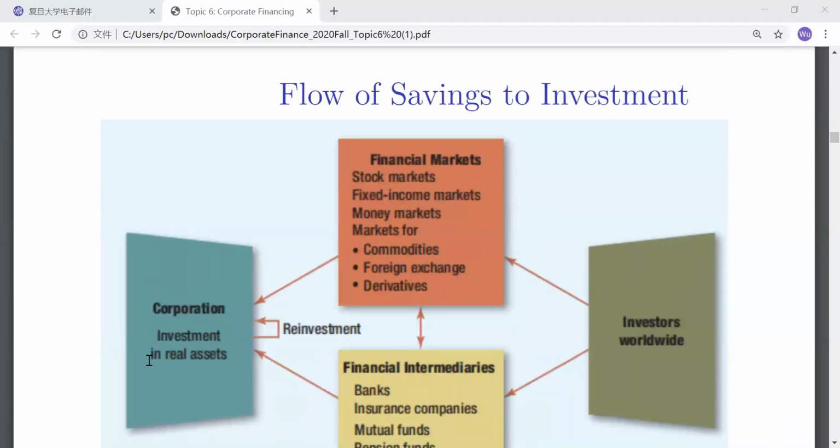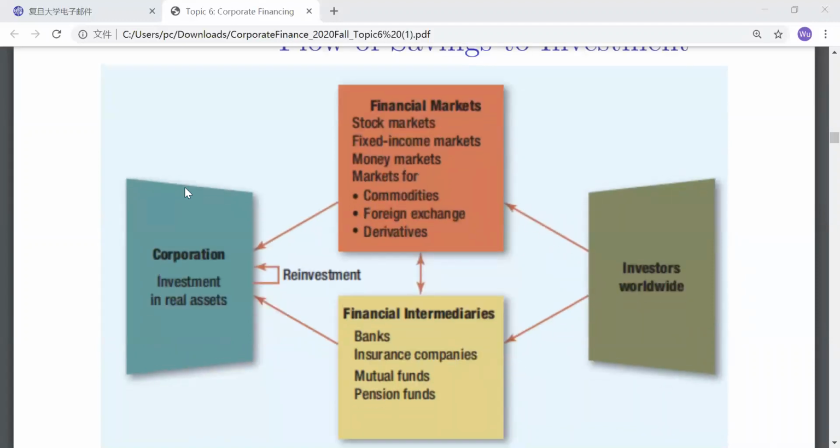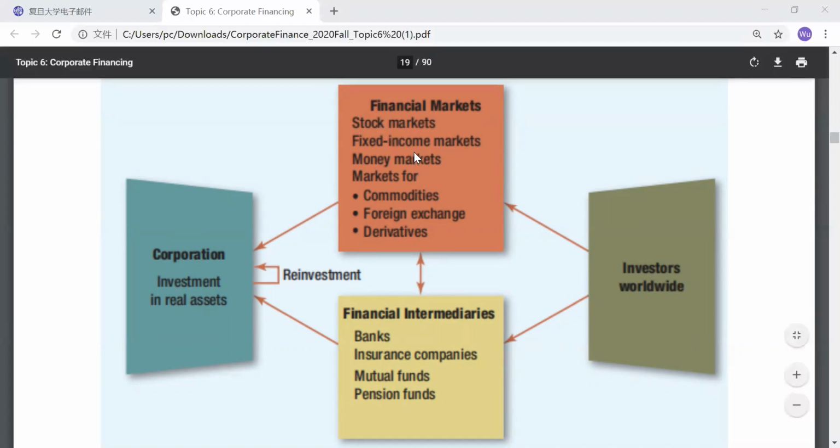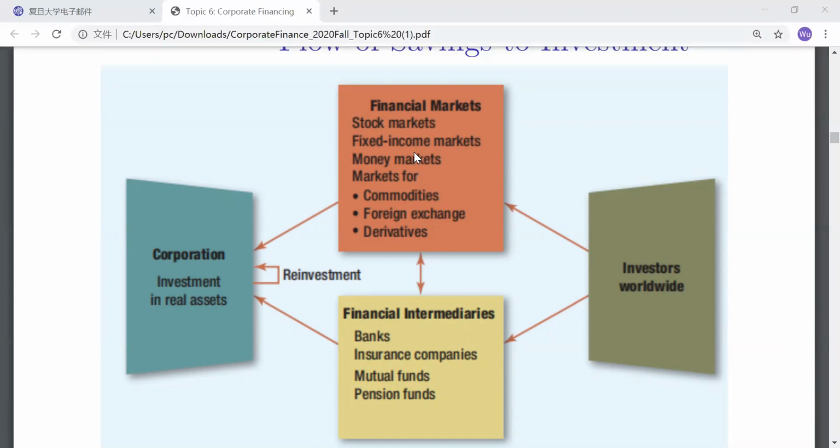In the financial market, there's a flow of savings to investment. There are different markets in the first place: stock markets, fixed income markets, money markets, and markets for commodities, derivatives, etc. Then there are financial intermediaries like banks, insurance companies, mutual funds, and pension funds. What these intermediaries do is get deposits and investment from investors worldwide. Of course, investors can also invest directly in the financial market on their own. You can open an account and invest in the US market on your own, without going through a financial intermediary.